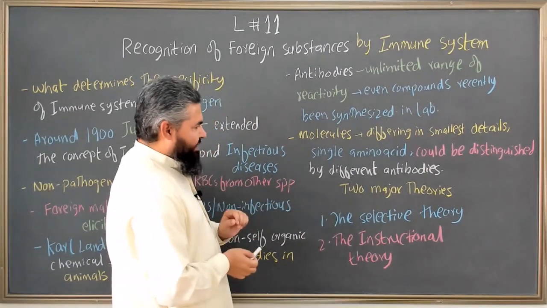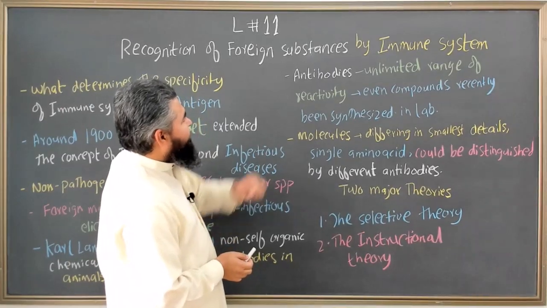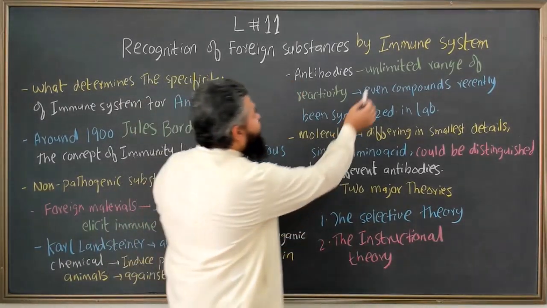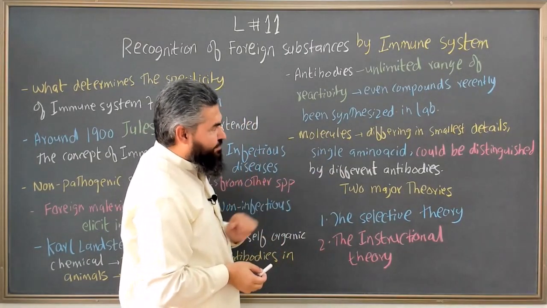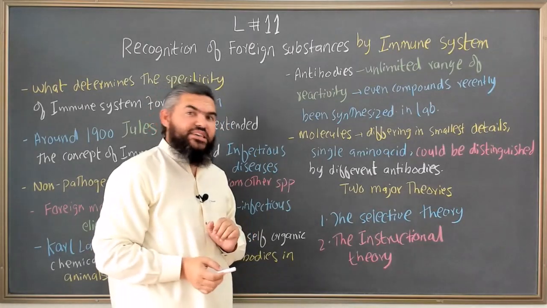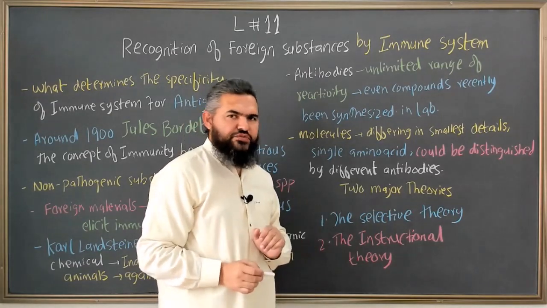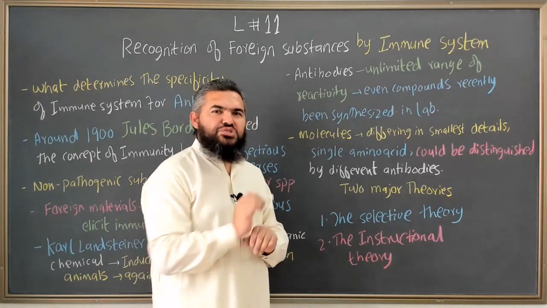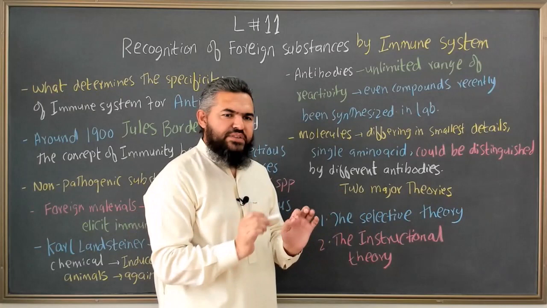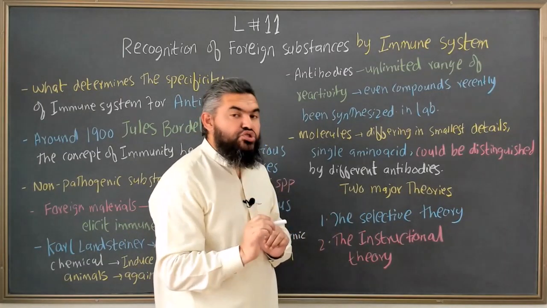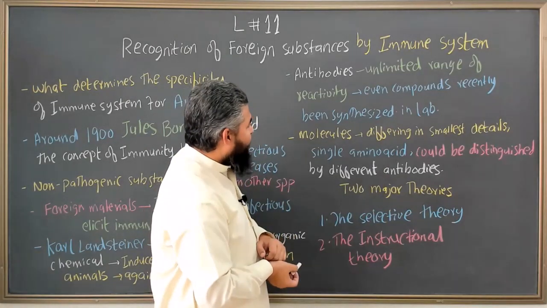Now, Landsteiner and the other studies led us to believe that these antibodies have an unlimited range of reactivity, and they can even be synthesized against compounds that have recently been synthesized in the lab. So they said that the antibodies have an unlimited range of reactivity, and they can be made against theoretically any kind of compound, whether that is infectious or non-infectious, whatever the case is. But if that chemical is non-self, the antibodies would be made against these chemicals.